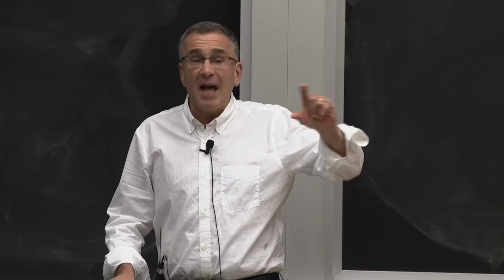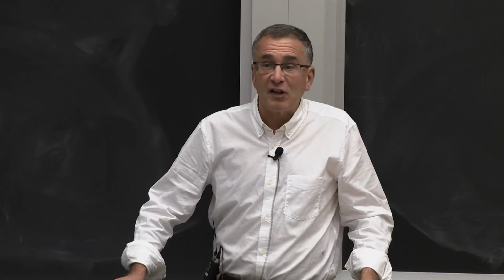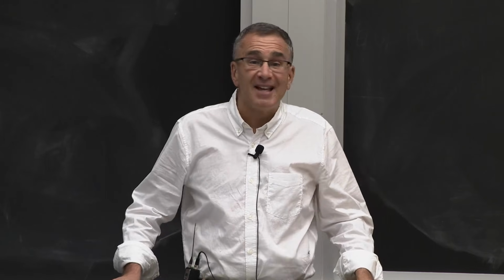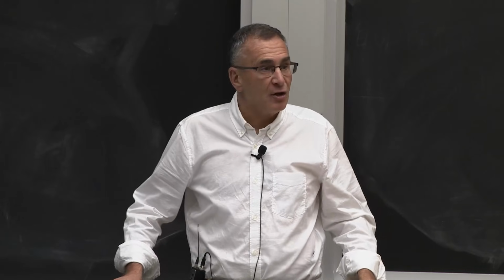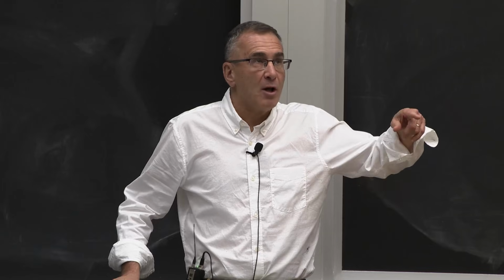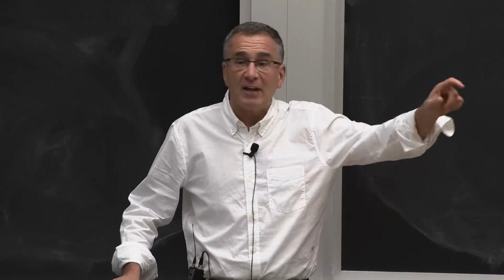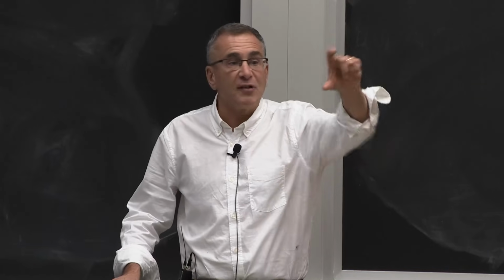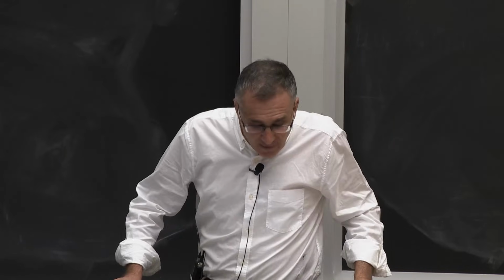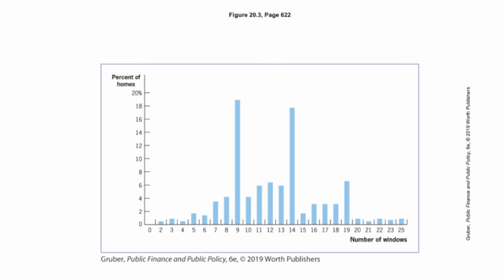So the 9th window was taxed at 6 pence. The 10th window was taxed at 46 pence because you paid an extra 3 pence on all the previous 9 windows plus the 9 pence for the 10th window. And if you look at the data in figure 20-3, what do you see? A huge spike in the number of windows in houses at 9 windows.